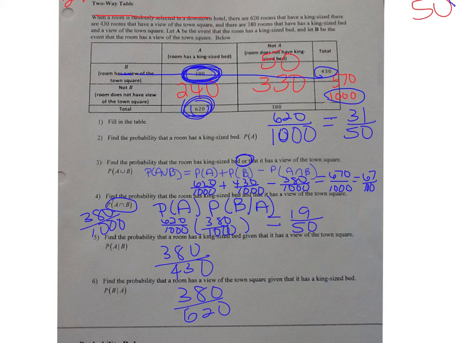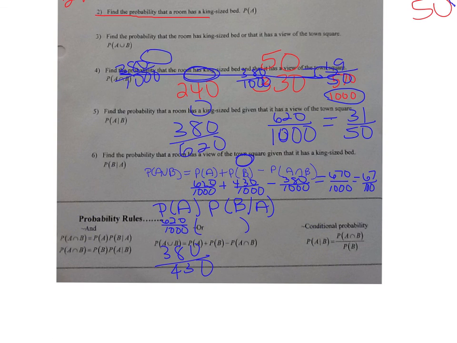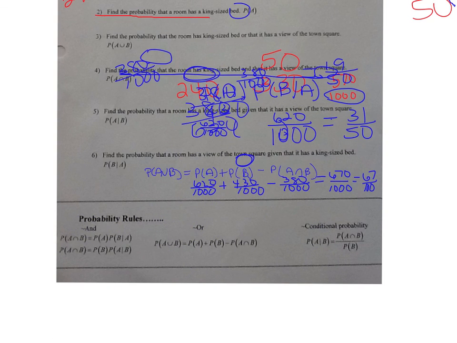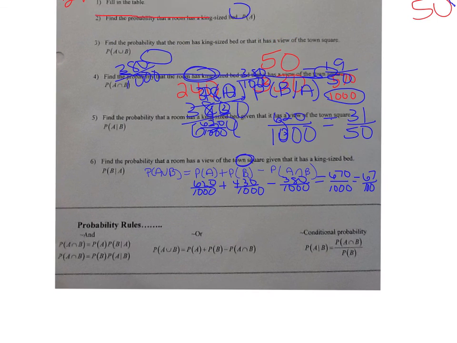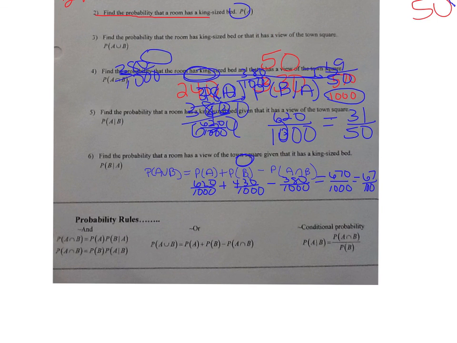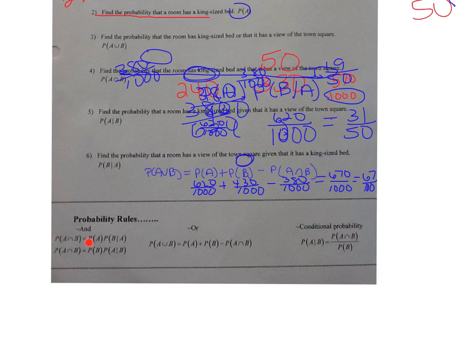Just notice on the bottom, I do have the formulas down here for you guys. You have to know these formulas, so make sure that you do know these. Notice that when you do the probability of A and B, the front part, the probability of A, has to match up with the back part, the probability of B given A.